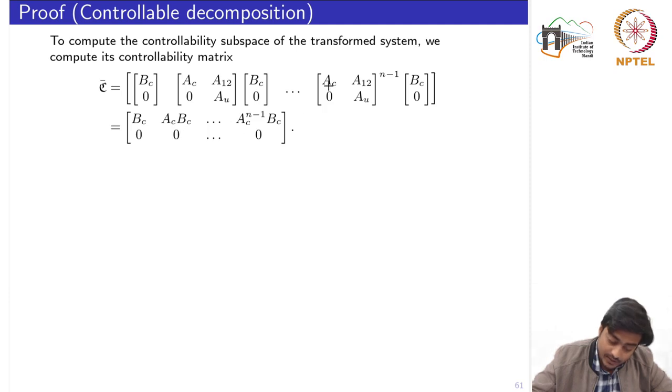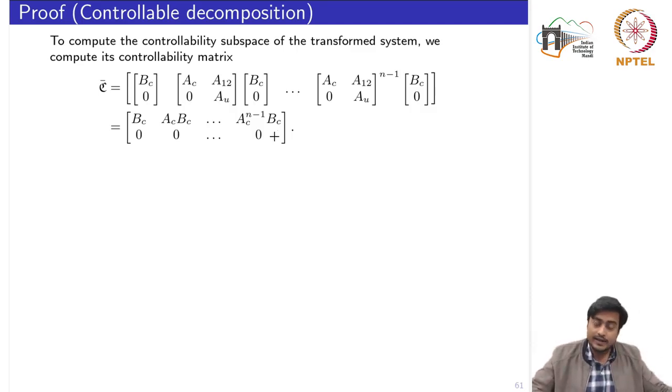Similarly, if I go forward, I would have AC to the power n minus 1. Why? Because this is an upper triangular matrix, and the power of the upper triangular matrix would be the power of the diagonal elements, and the off-diagonal elements would be computed. So that's why we have written AC to the power n minus 1 directly. If there were some non-zero component here, then I could not write it as AC to the power n minus 1. So this point should be noted here. So AC to the power n minus 1 BC. Okay, now this row is completely 0, so this won't contribute anything to the rank.